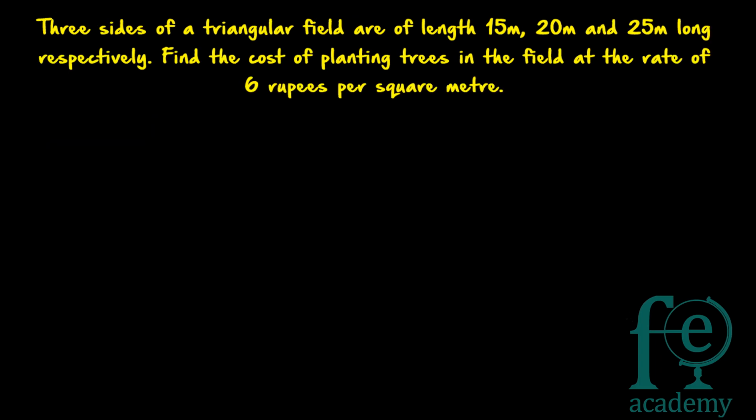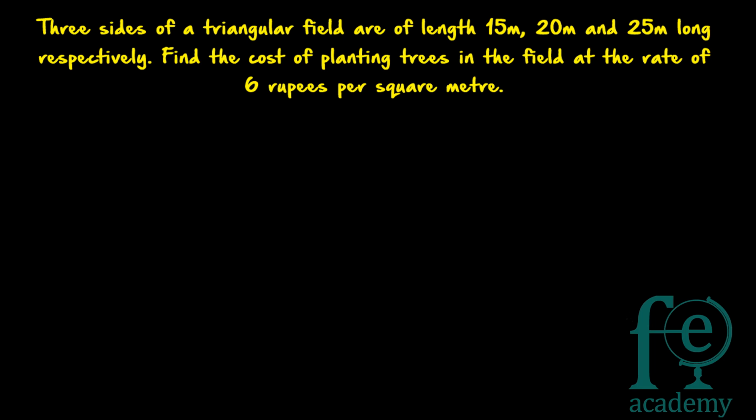Next question. 3 sides of a triangular field are of length 15 meter, 20 meter and 25 meter respectively. Find the cost of planting trees in the field at the rate of 6 rupees per square meter. So the dimensions of a triangular field are given: 15 meter, 20 meter and 25 meter. And you have to find out the cost of planting trees in the triangular field if the rate is 6 rupees per square meter. So square meter is given. So from that itself you can understand that you have to find out the area of the triangular field and multiply it by 6. You will get the cost of planting trees.